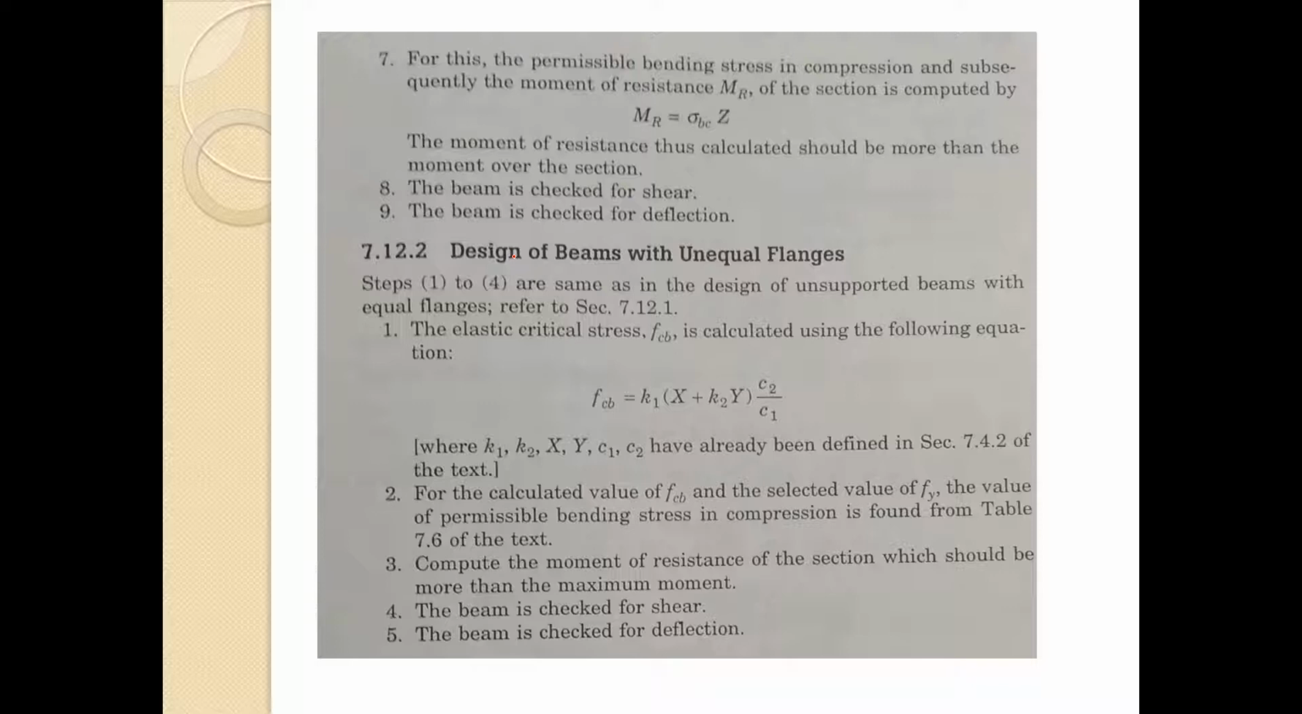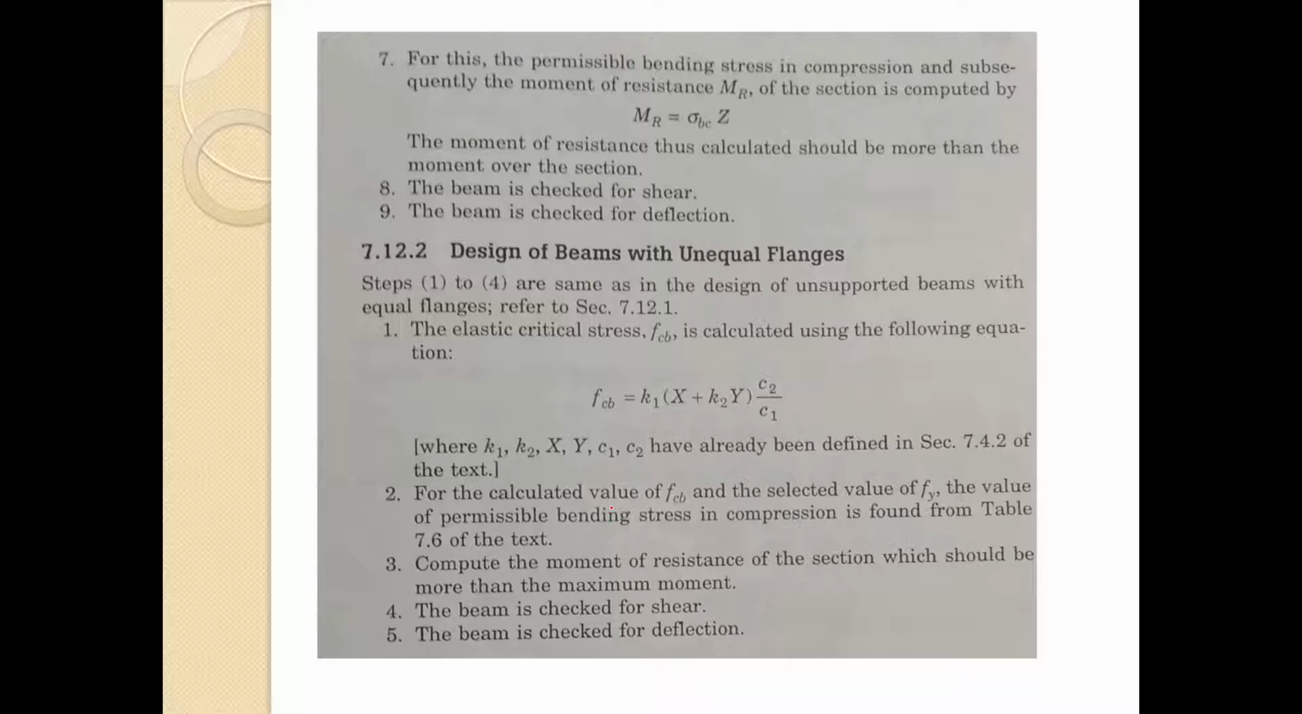Moving further, the elastic critical stress Fcb is calculated using the following equation, that is Fcb equals K1 into X plus K2 into Y, into C2 divided by C1, where K1, K2, X, Y, C1, C2 have been defined in the code. Then for the calculated values of Fcb and the selected value of Fy, the value of permissible bending stress in compression is found in the table.